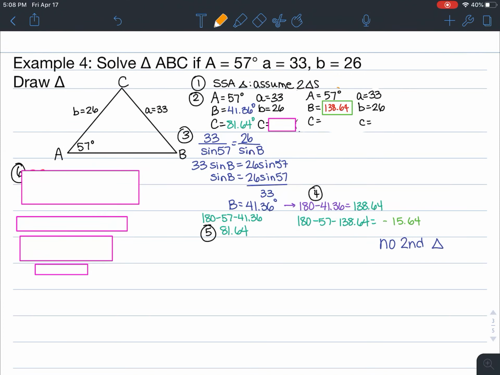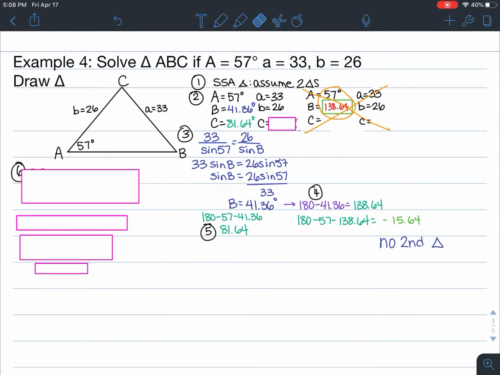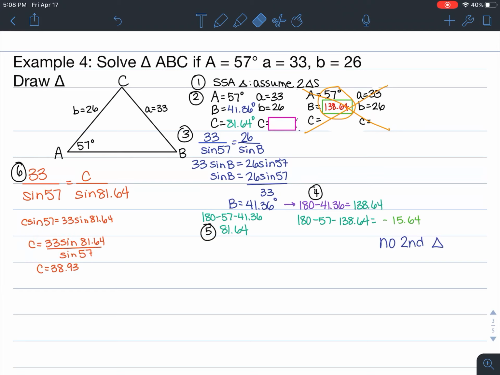Because 57 plus 138.64, that's already bigger than 180. So that is not going to work. Okay, so we're done with that. There was no second triangle. That was just a fake out. So come back over to triangle 1, and we'll find side C with the law of sines. 38.93. And so then this is my only answer.